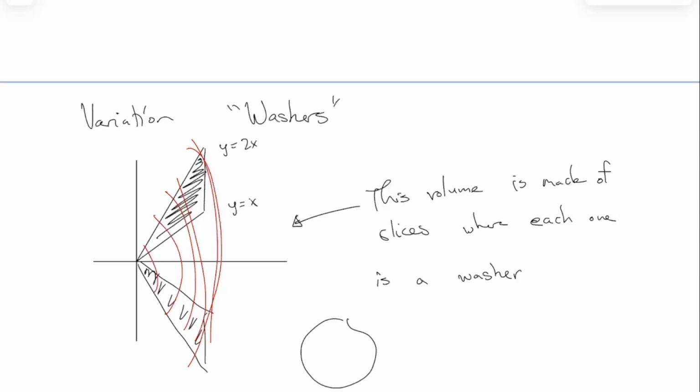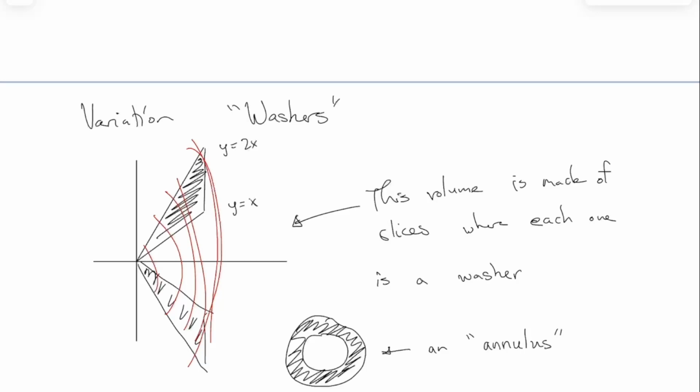Each slice looks like this, right? Each of these slices here looks like one of these. So it's like a circle with a big hole in the center, all right? In calculus books, these are always called washers. The more typical mathematician's name for this shape is an annulus. Annulus is the name of that shape.